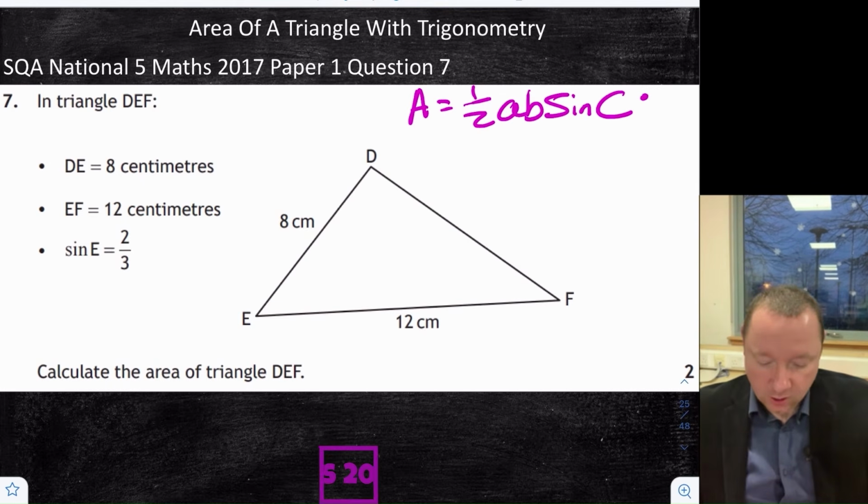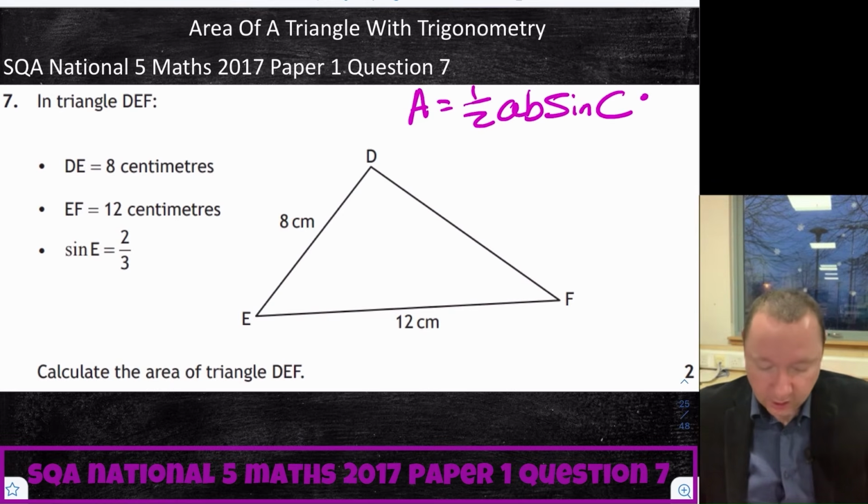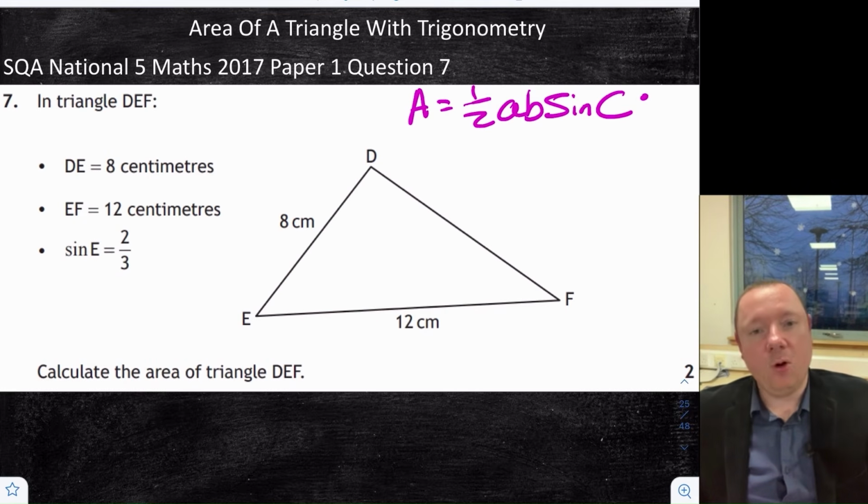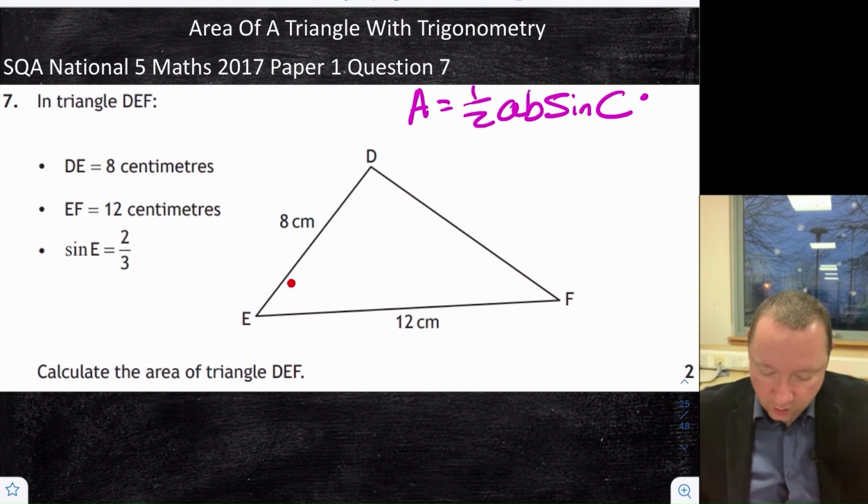SQA National 5 Maths 2017 paper 1 question 7 had DE is 8, EF is 12 and sine of E is 2/3. Notice this is a non-calculator question, so it's telling you the sine of the angle so that you don't have to work it out. The main key point is the angle is always in between the two known sides to do the area. So that angle is always our C.